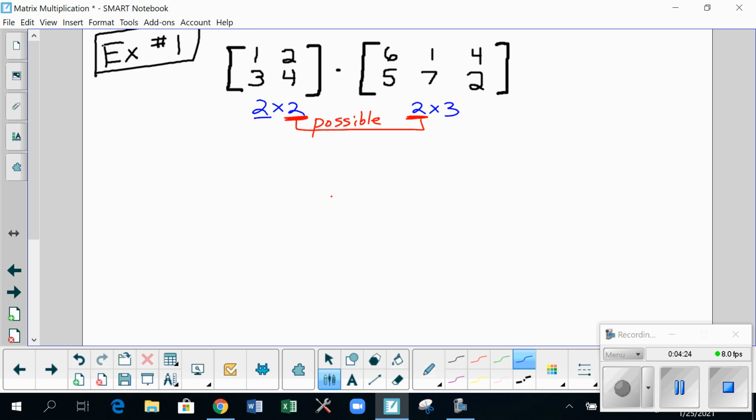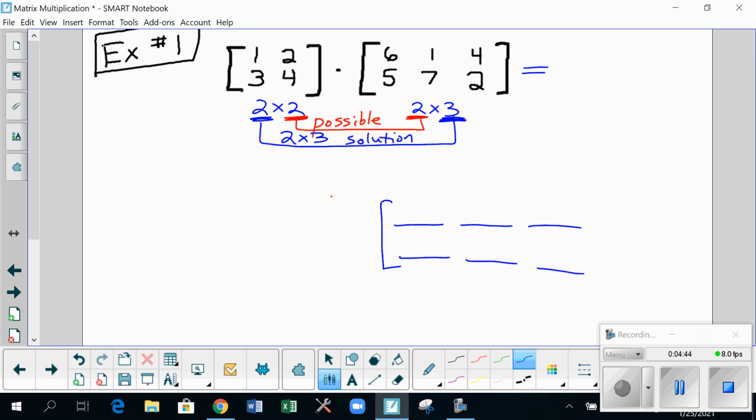And furthermore, I look at my outer dimensions, my 2 and my 3, and I know that my solution is going to be 2 by 3. So right off the bat, when I go to multiply these matrices together, I'm going to start with a blank 2 by 3 matrix, and this is where I'm going to write all of my answers. My answer is going to be 2 by 3.